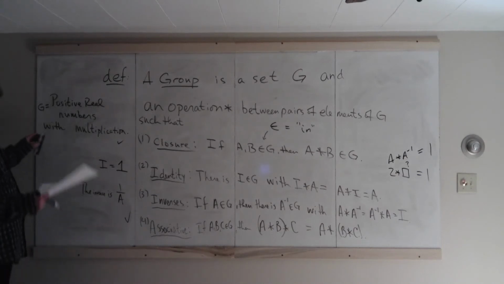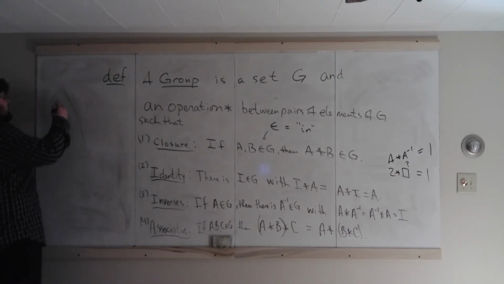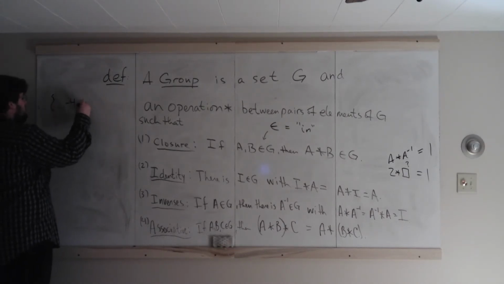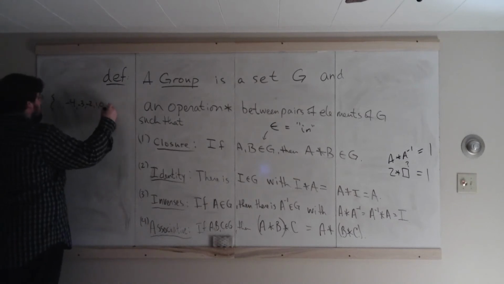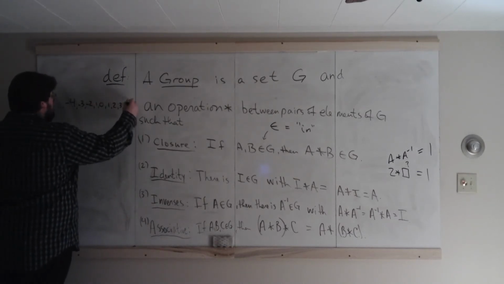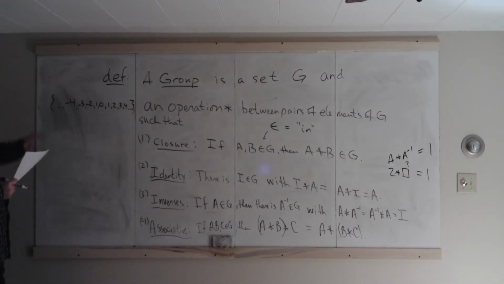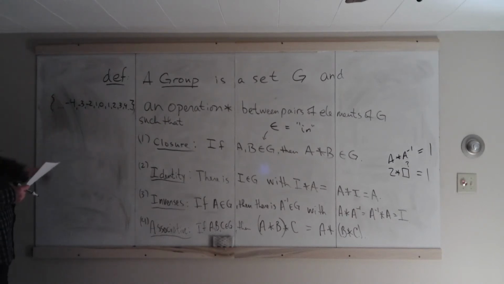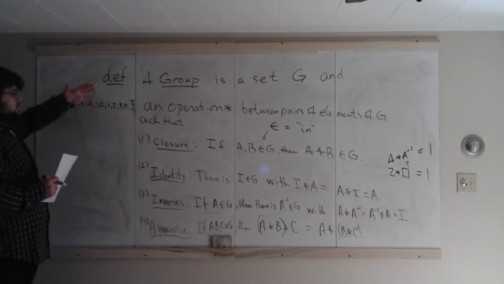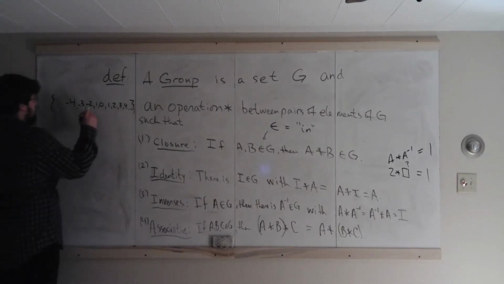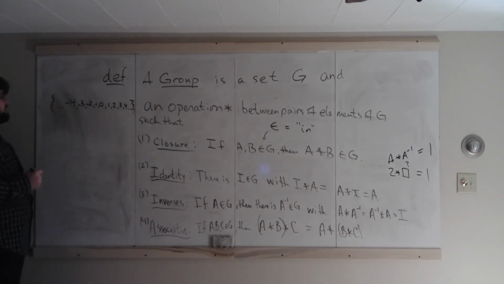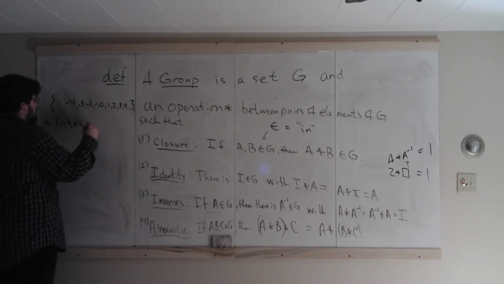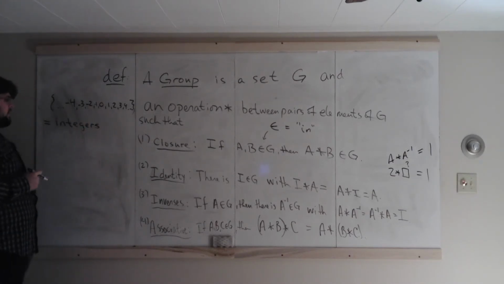So let's look at one more example. What about this set? This is a set you may have seen before. Whole numbers, all positive whole numbers, all negative whole numbers. So in other words, 0, 1, 2, 3, 4, and so on, and negative 1, negative 2, negative 3, negative 4, and so on. This is called the integers.